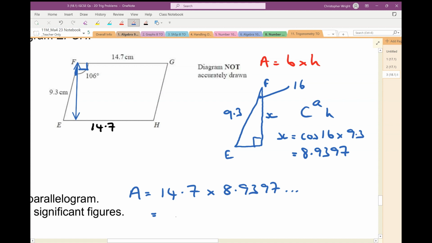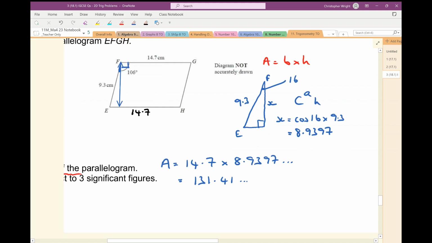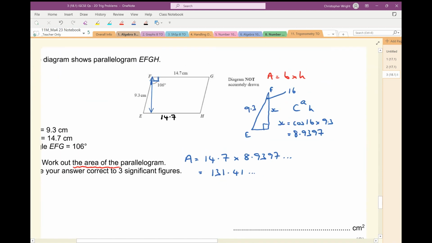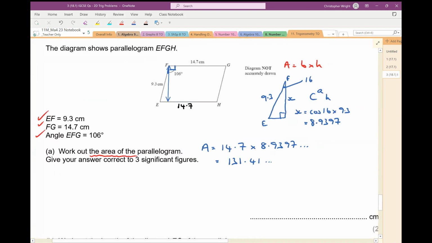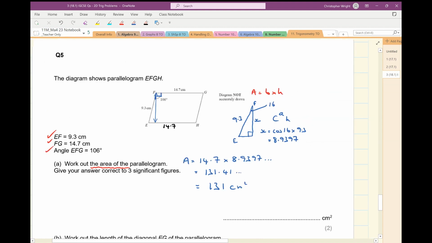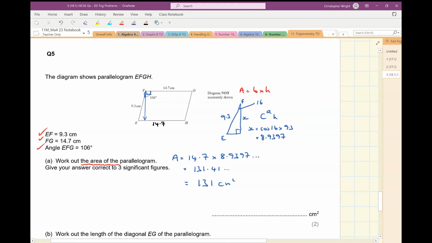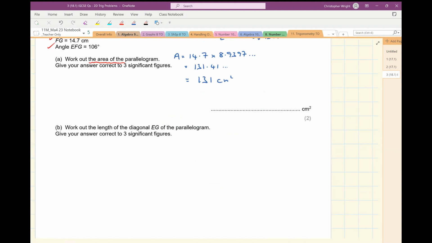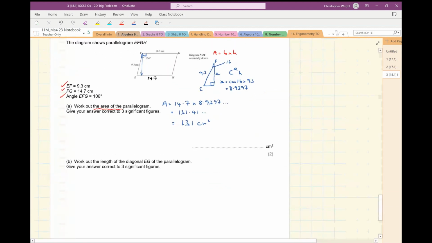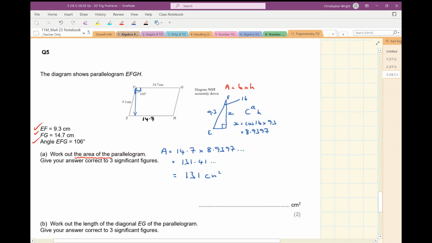Okay, when I do that on my calculator, I get 131.41 and so on. And then the question, I'm asked to give my answer, look at that, correct to 3 significant figures. So my answer is going to be 131 square centimetres for the area of my parallelogram. And that's part A. Okay, part B. Work out the length of the diagonal EG. Okay, right. So let's get rid of that for a moment. Got to work out the length of the diagonal EG.